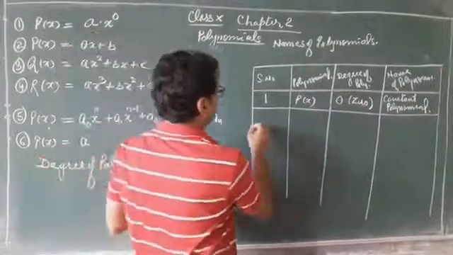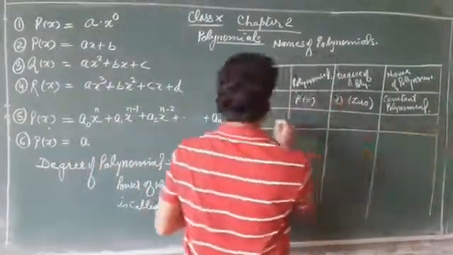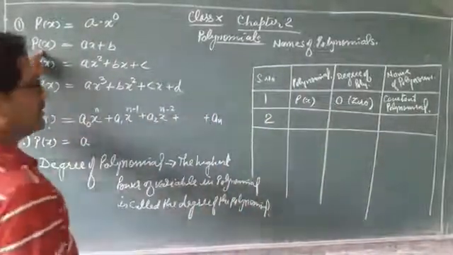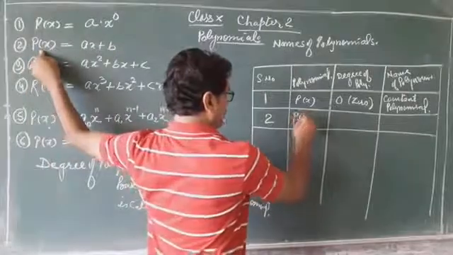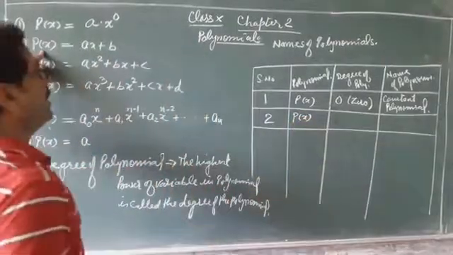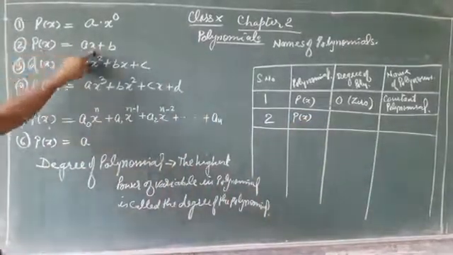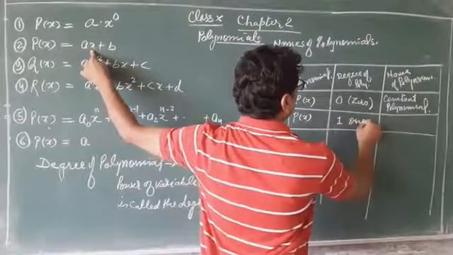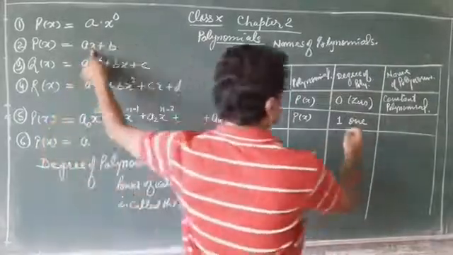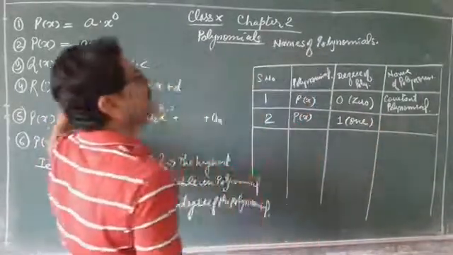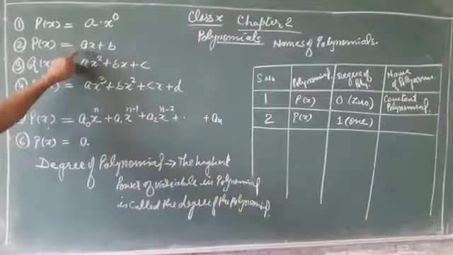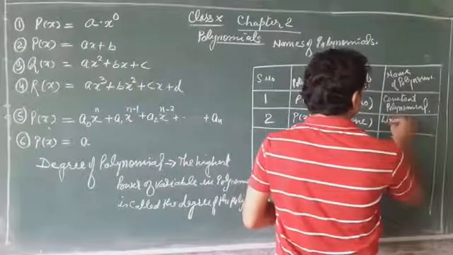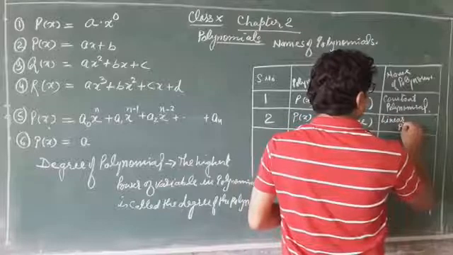The second one is p of x, and the degree of this polynomial is 1, and name of this polynomial is linear polynomial.